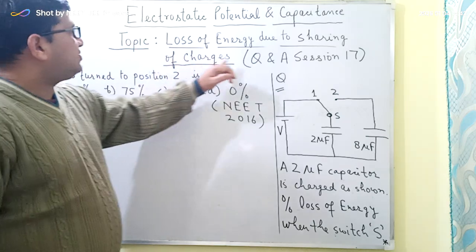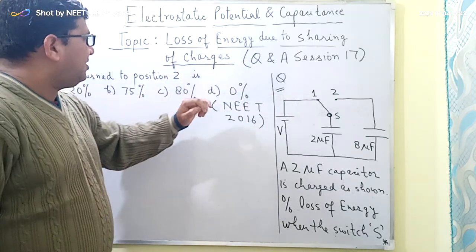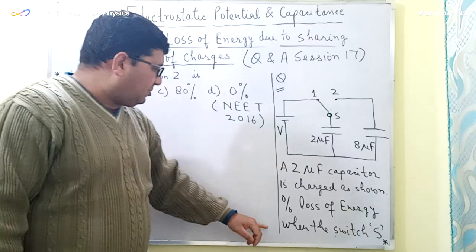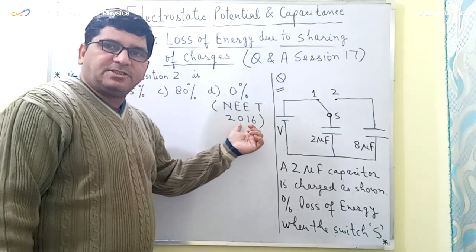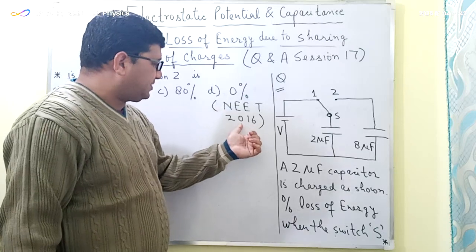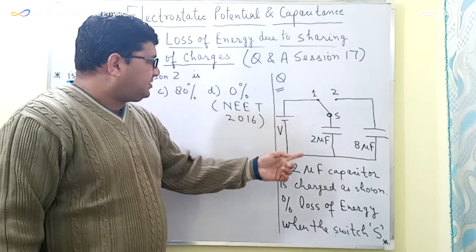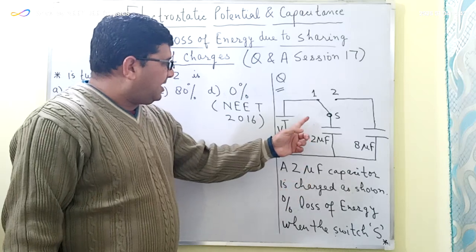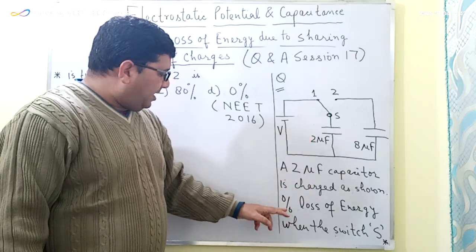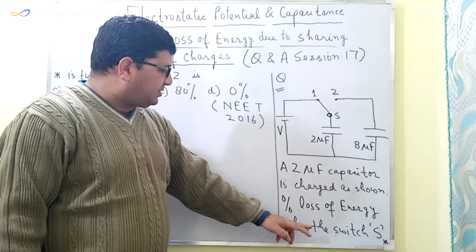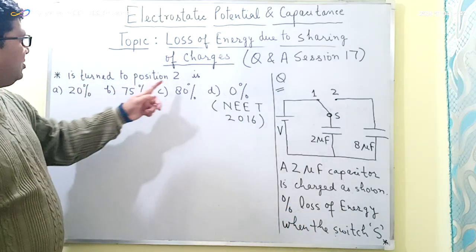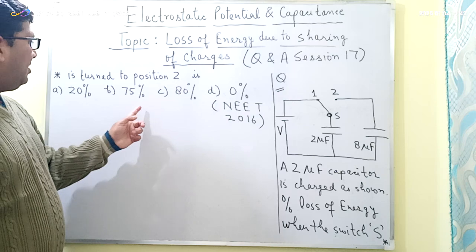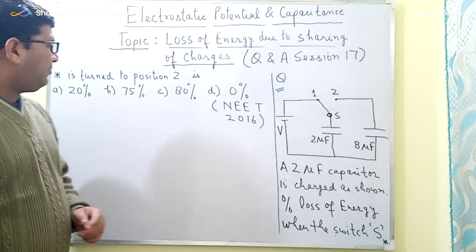The topic is the loss of energy due to the sharing of charges. Based on this topic, I have selected one question for this session, which was asked in the NEET examination in the year 2016. The question is: a 2 microfarad capacitor is charged as shown in this figure, and the percentage loss of energy when the switch S is turned on to the position number 2 is. There are four options available, and we have to find the correct one.